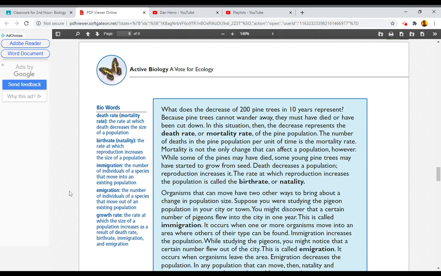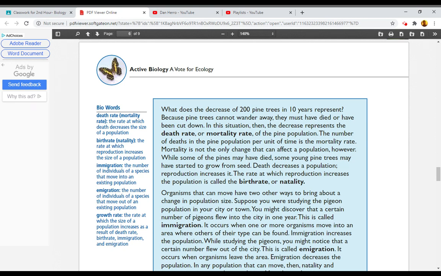Organisms that can move have 2 other ways to bring about a change in population size. Suppose you were studying the pigeon population in your city or town. You might discover that a certain number of pigeons flew into the city one year. This is called immigration. It occurs when one or more organisms move into an area where others of their type can be found. Immigration increases the population.